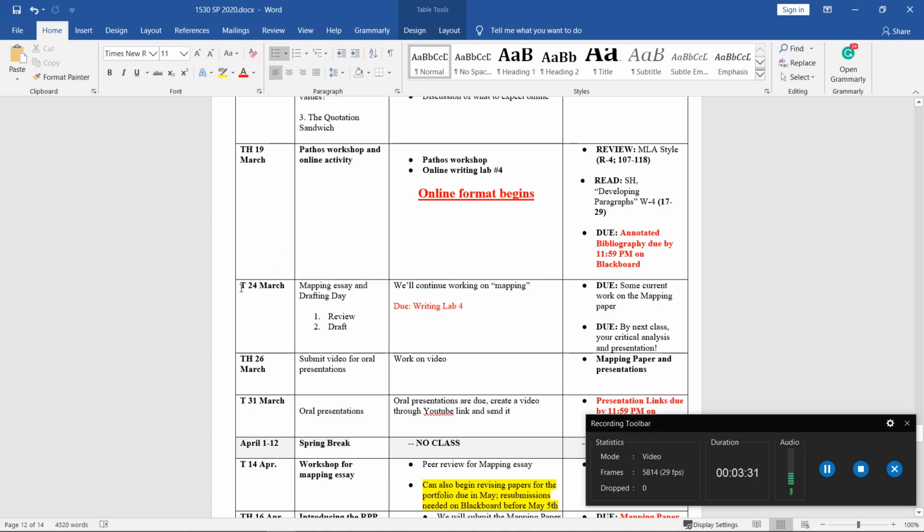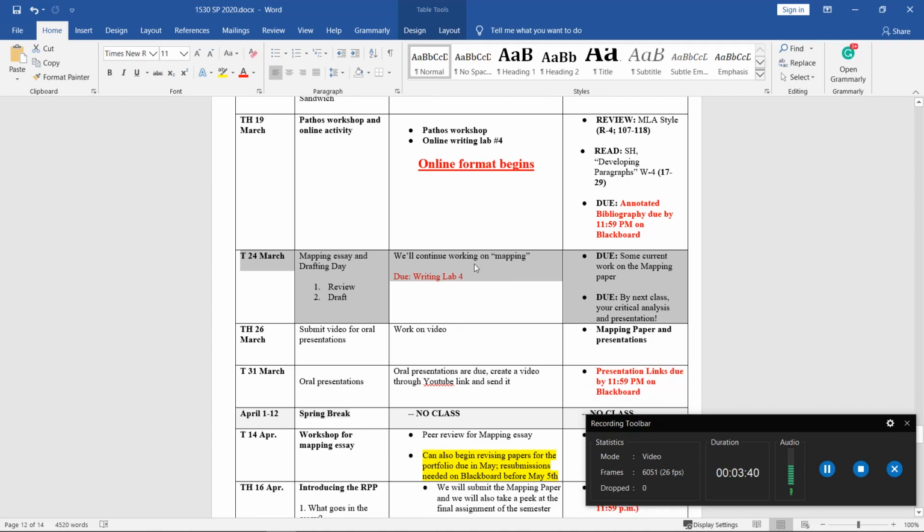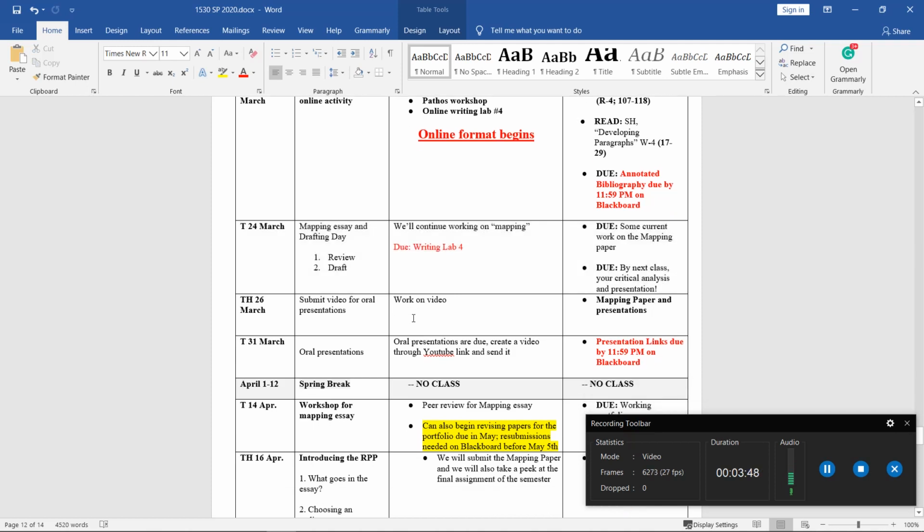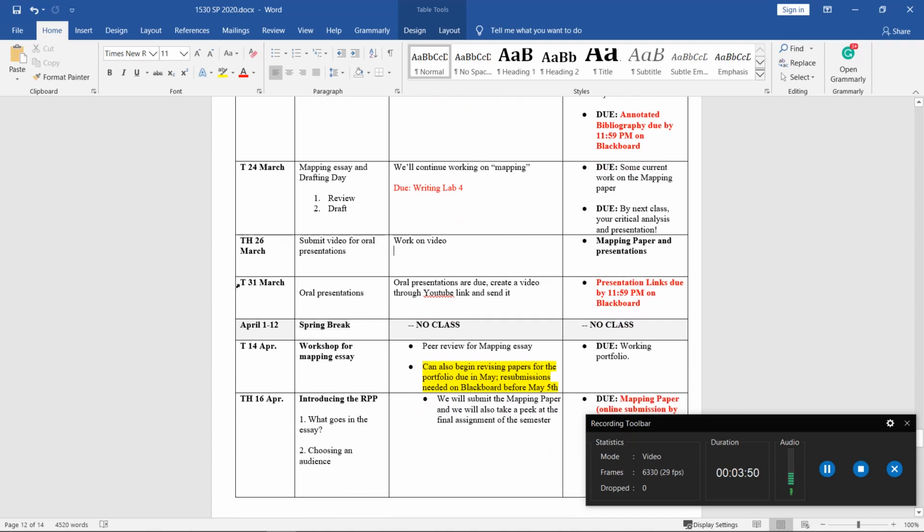And next Tuesday, we'll be spending time on mapping and drafting the paper, so I'm sure I'll be talking about that next Tuesday as well. And then shortly after that, on March 31st, is when presentations are due, right before spring break.